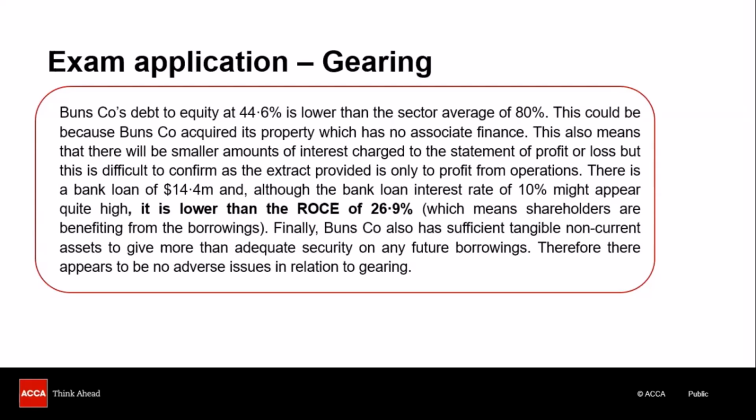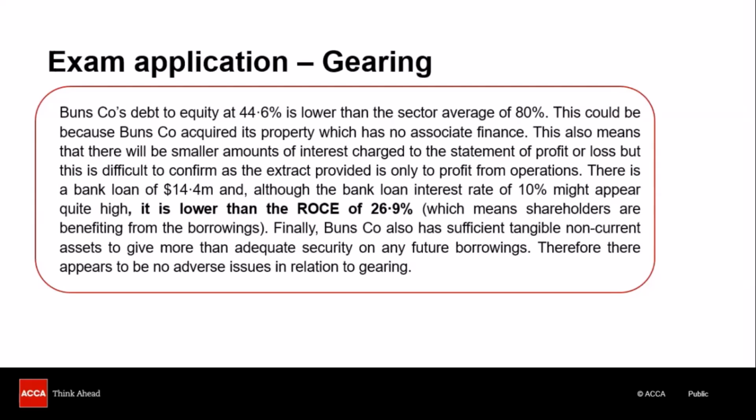the loan interest rate and the overall return on capital employed, that there has been a bank loan of 14.4 million, and although the bank loan interest rate is 10%, which might appear quite high by the general standard, it is much lower than the return on capital employed of 26.9%, which means that shareholders are benefiting from the borrowings because the return overall on the capital employed is much higher than what the interest is being paid. So this means that the remaining benefit is being enjoyed by the shareholder.